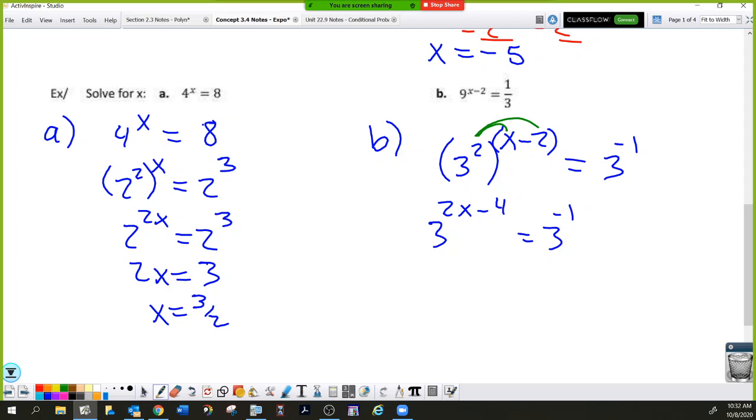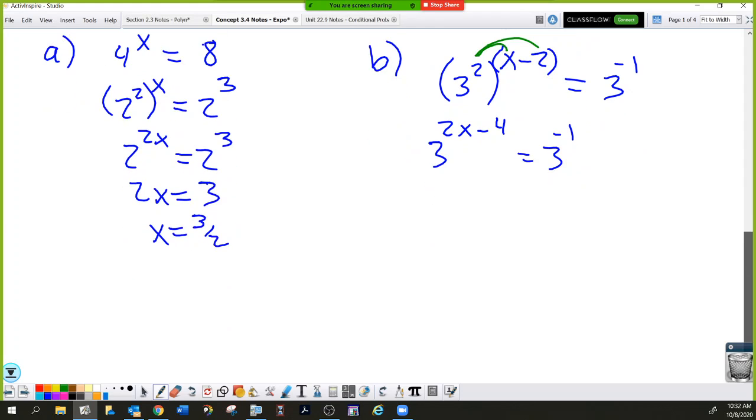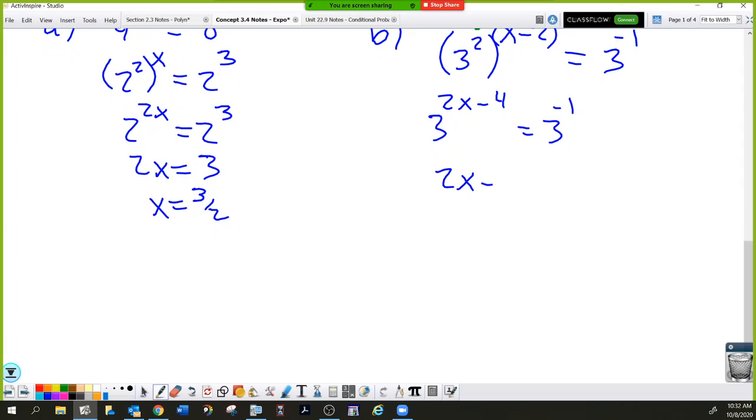And it's an equation. The only way it's true is if both sides are equal to each other, right? Well, the bases already match. So it can only be true if the exponents match. 2x minus 4 equals negative 1. We'll just go ahead and add 4 to both sides. It gives me 2x equals 3, and then divide both sides by 2, and you get x equals 3 over 2 again. So solving this kind of exponential equation by hand, not very hard, is it? Not scary.